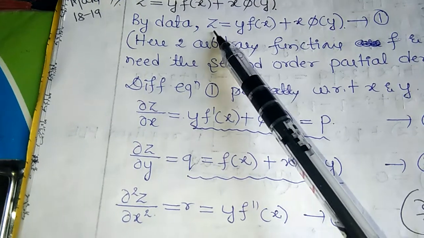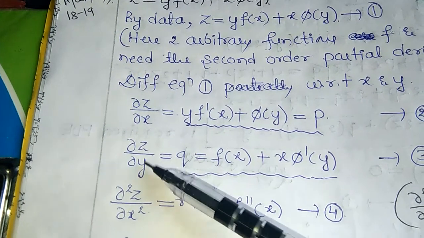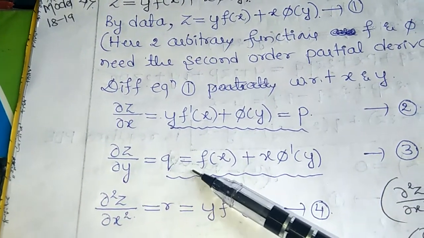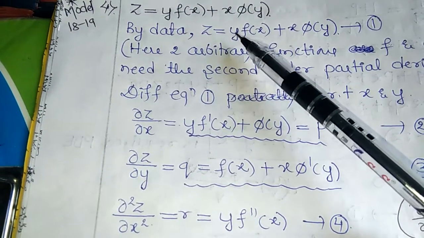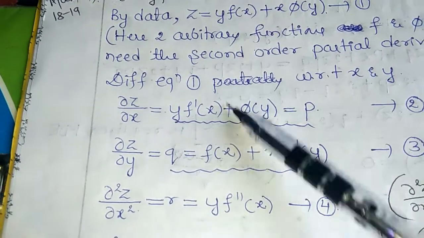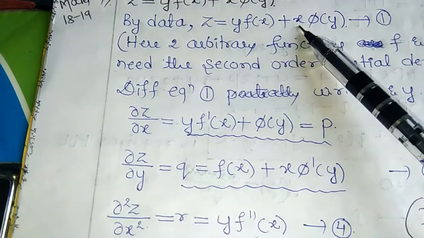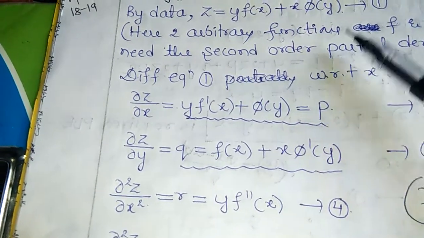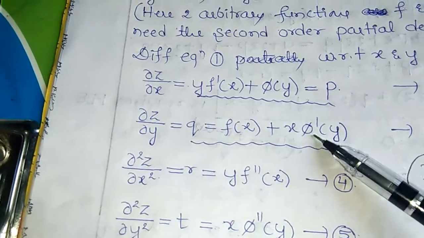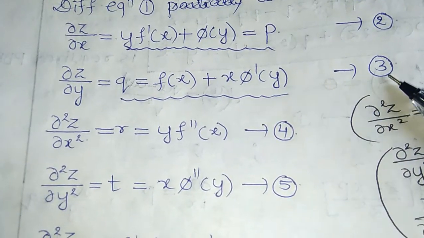With respect to y, dou z by dou y is equal to q, which is equal to: the differentiation of y is 1, f of x keep as it is, plus x also keep as it is, and phi of y becomes phi dash of y. Call it as equation 3.